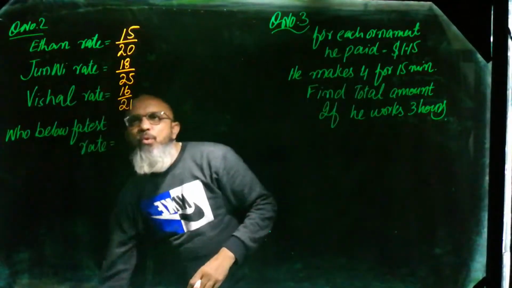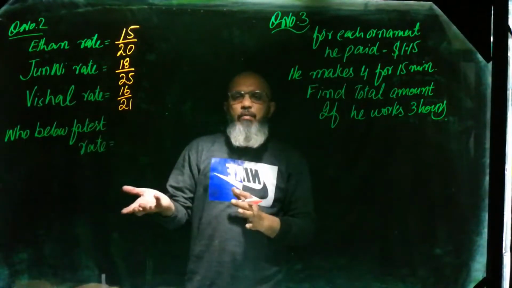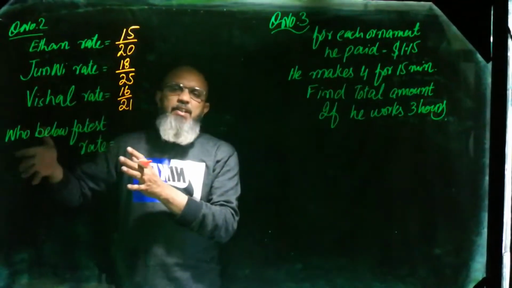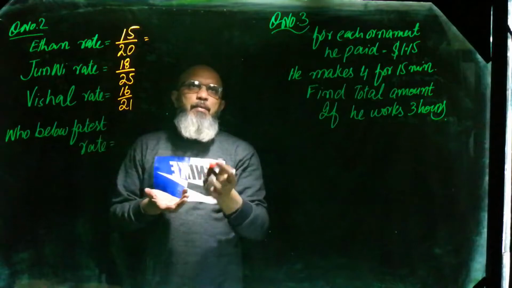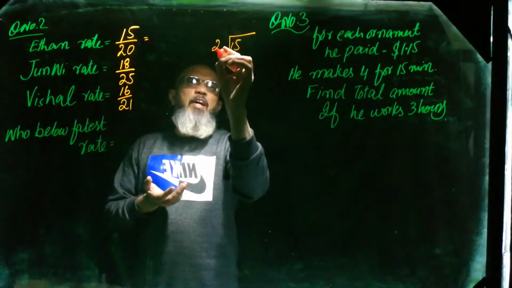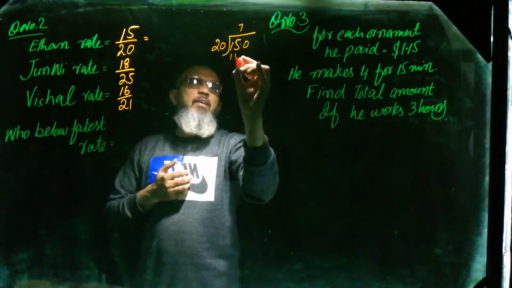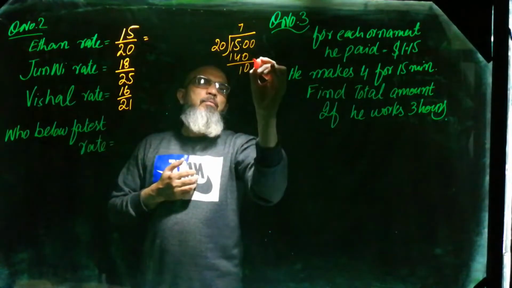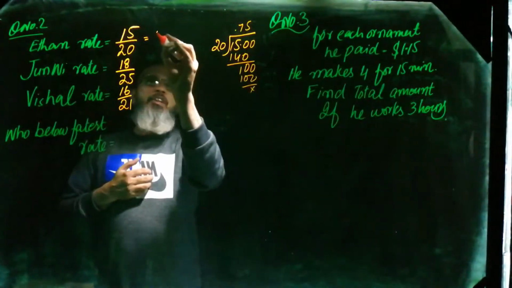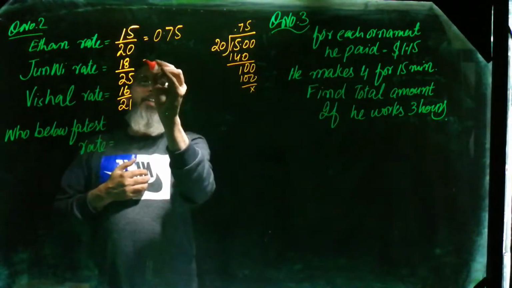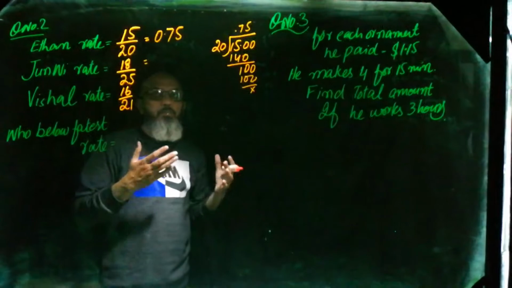First we have to divide these and get the rate per minute, then we will see who blows balloons at the fastest rate. 15 divided by 20 comes in decimal form. Make a decimal point and a 0, 20 times 7 is 140, then add one more 0, 20 times 5 is 100. So you will get 0.75. That is Ethan's rate, 0.75 balloons per minute.